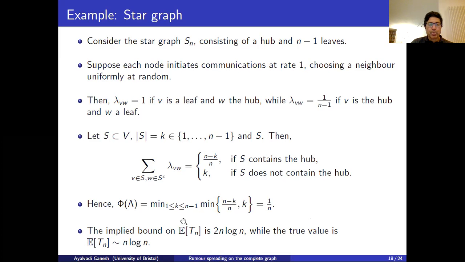And if you do the calculations, it turns out that the implied bound is a factor of 2 bigger than the true value, which you'll calculate in your homework problems. But I'm going to skip the details of this calculation because there are some typos here. But I hope the general idea is clear of how you calculate the conductance for this matrix capital lambda, for the set of rates lambda VW.